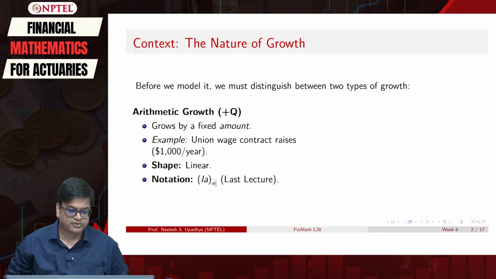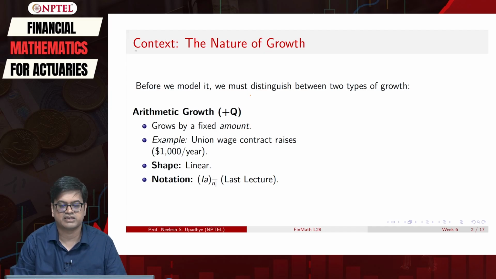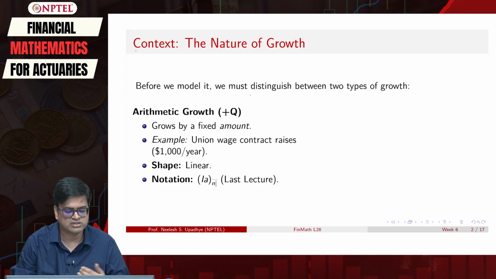So, the nature of growth we are trying to study can be distinguished into two types. One is arithmetic, that is, increase by a constant, fixed amount. This is where the union wage contract raises by $1,000 a year, where the shape of increase is linear, and we have seen in the last two lectures how increasing annuities and decreasing annuities help us in evaluating them. That was the content of the last two lectures.